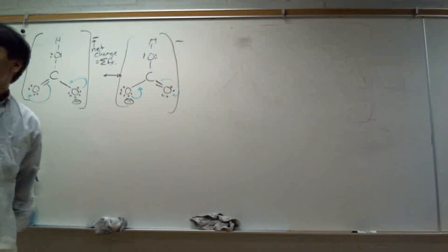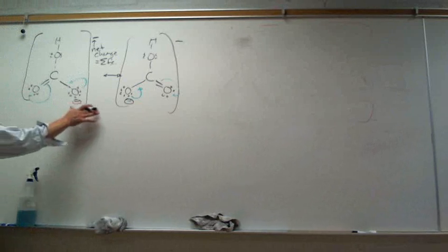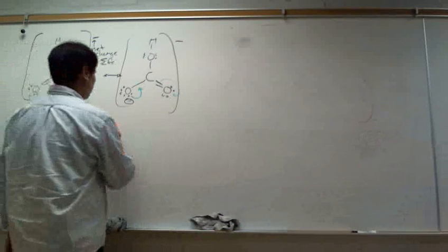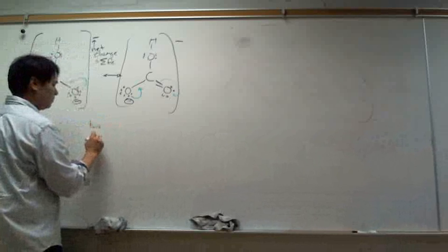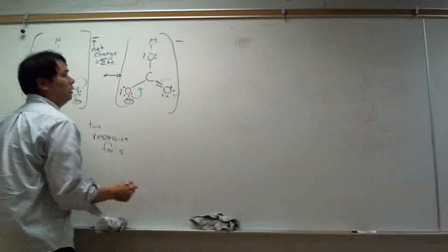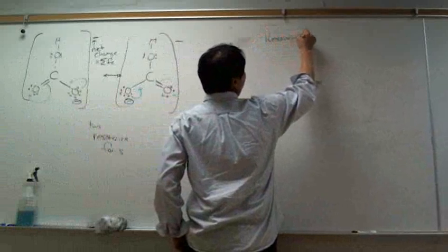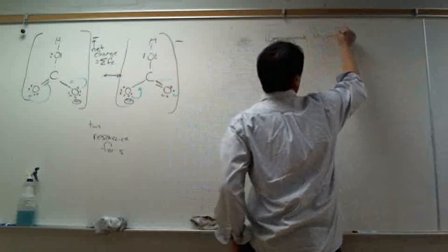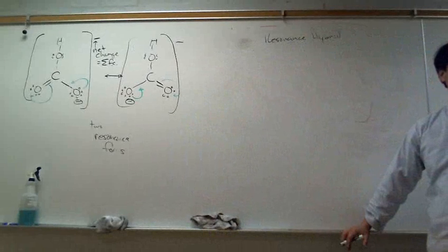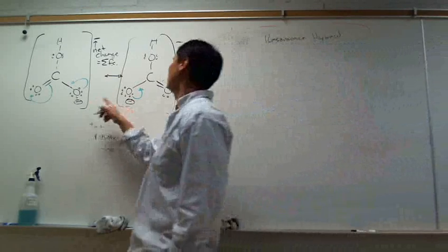And so what it turns out being is that neither of these is accurate. You know what the most accurate is? And so these are the two resonance forms. The most accurate is what we call the resonance hybrid. A hybrid, what is a hybrid? A hybrid is a mixture of the two. And since we only have two, it's going to be a 50-50 mixture of the two.